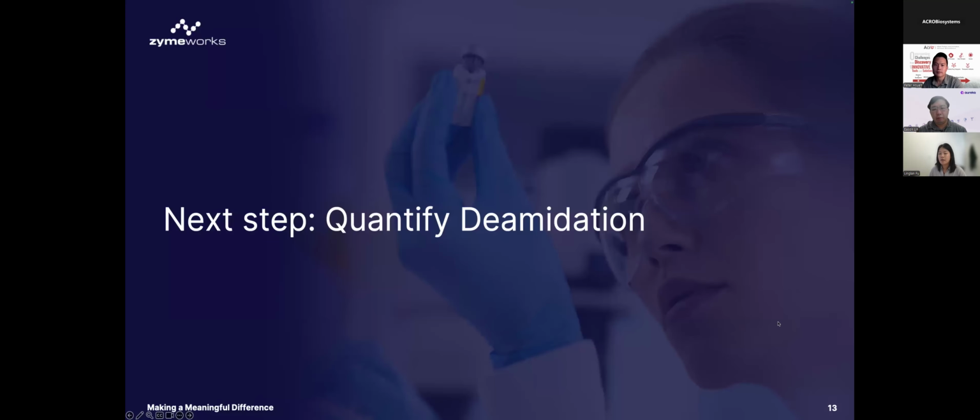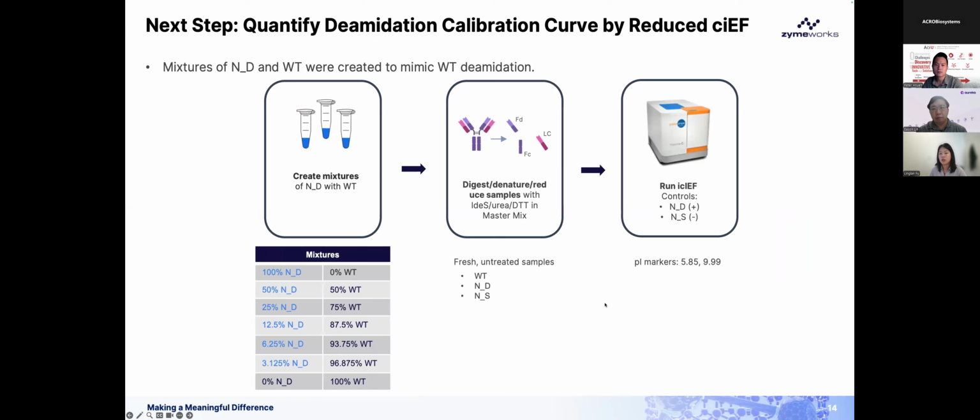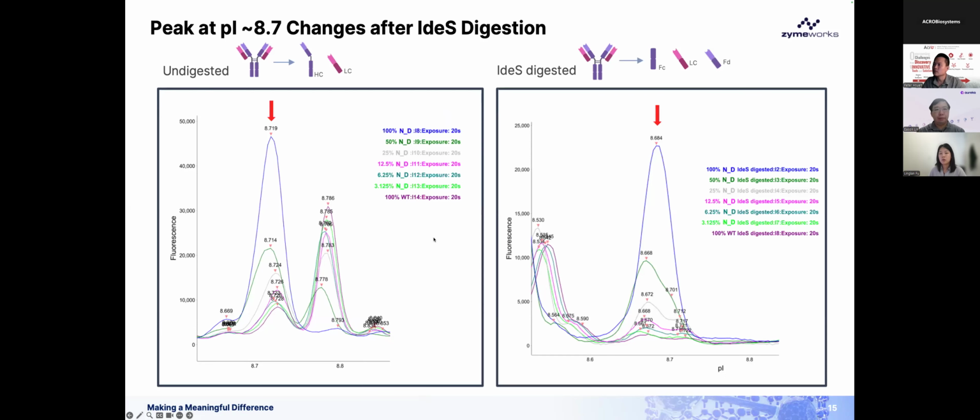After identifying the heavy chain and light chain, as well as the deamidated light chain, we want to further quantify deamidation. So a calibration curve was established for this purpose. N2D and wild-type were mixed to mimic a gradient of wild-type deamidation level. For example, 100% N2D can mimic 100% deamidation level, and 50% N2D with 50% wild-type should mimic 50% deamidation. So the mixture was run in both digested and undigested conditions.